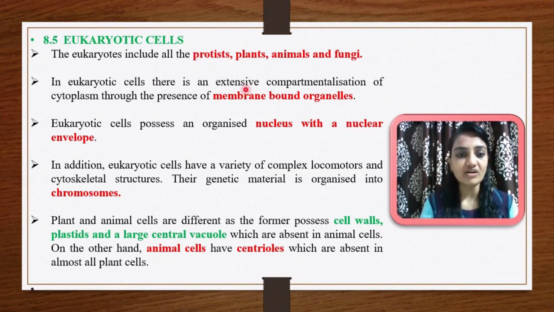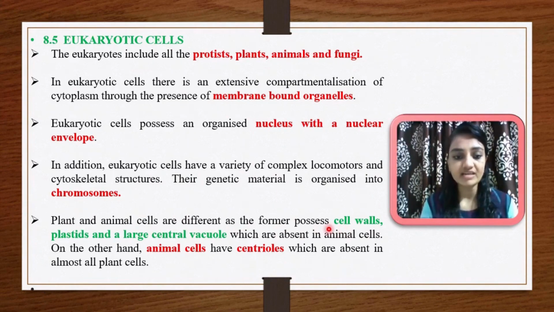So now we are talking about eukaryotic cells. Here the nucleus will have a nuclear envelope. In addition, eukaryotic cells have a variety of complex locomotory and skeletal structures. Their genetic material is well organized, and that's why you will observe chromosomes here. Plant and animal cells are different, as the former possess a cell wall. That means plants will be different from animals.